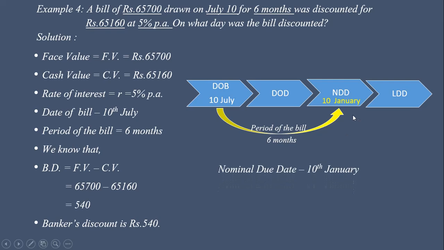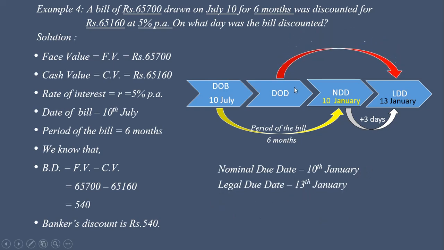Nominal due date is 10 January. Now we add 3 days to 10 January. We get 13 January. So legal due date is 13th January. We write here legal due date is 13th January. Now we want to find on what day the bill was discounted, that is the date of discounting. For that we require the period from date of discounting to legal due date. Now we consider this period as N.